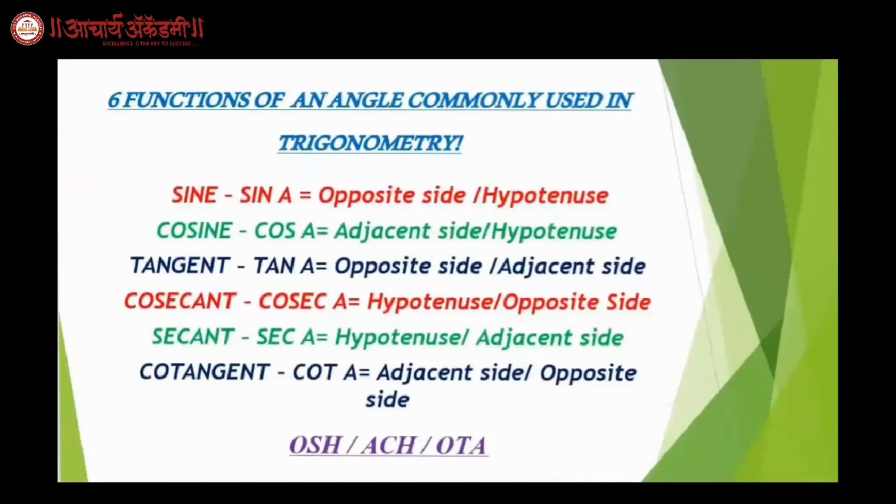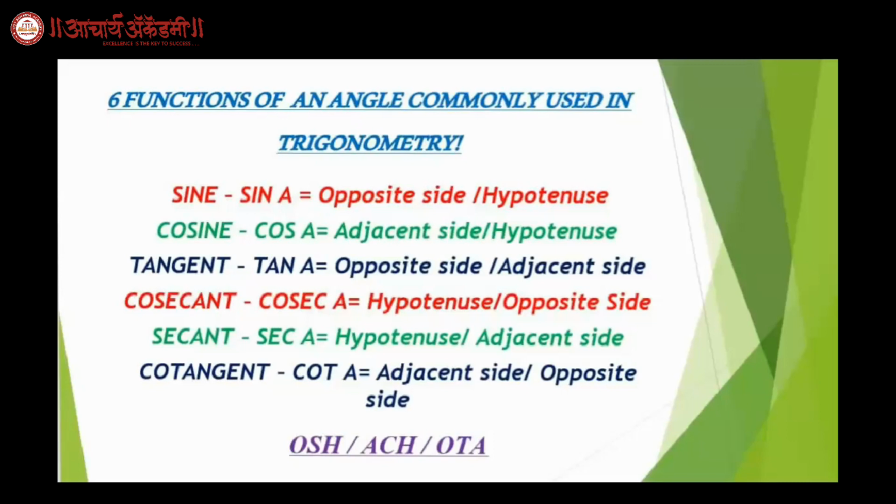So we have six functions of an angle commonly used in trigonometry. The first one is sine, then cosine, then tangent, cosecant, secant, and cotangent. And the abbreviations are written in front of them. Abbreviation is nothing but the short forms. Like for example, cosine is cos, tangent is tan, cosecant is cosec, secant is sec, and cotangent is cot. So the value of sine A is opposite upon hypotenuse side.